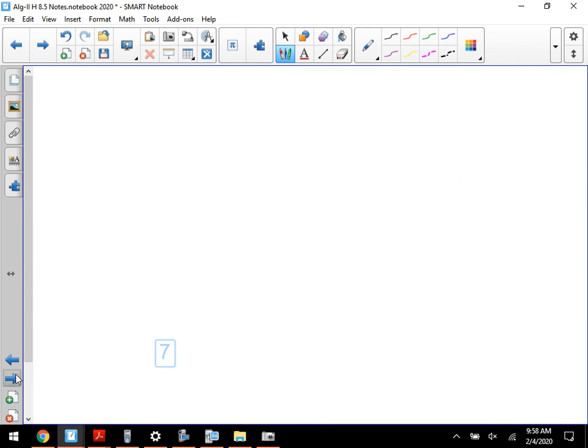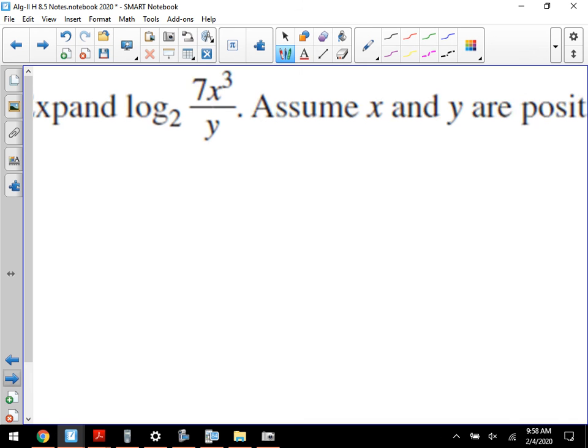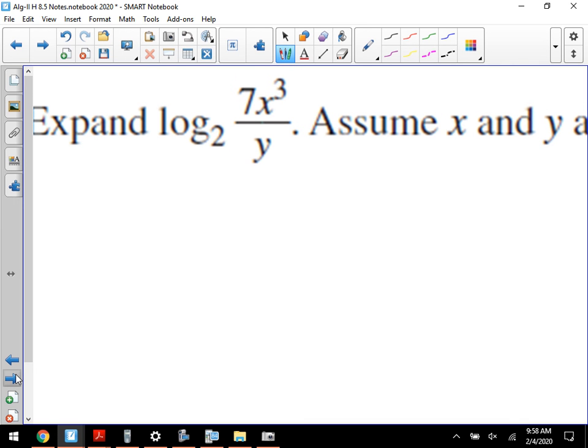Okay. Does this change with variables? Nope. The only thing that'll change a little bit is that they'll put the little caveat in there that assume that x and y and z or however many variables are always positive, because we don't do logs of negatives. Okay. So here again, I want to expand. When you see expand, it means you're going to have multiple logs. We're going to branch out.